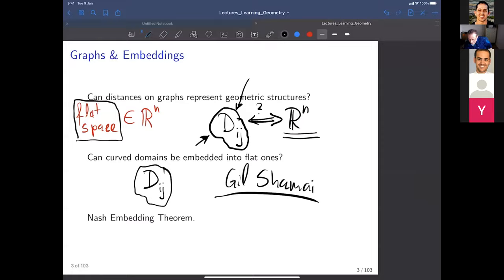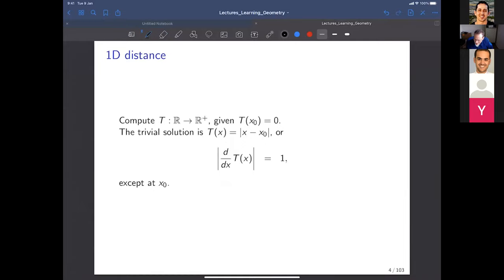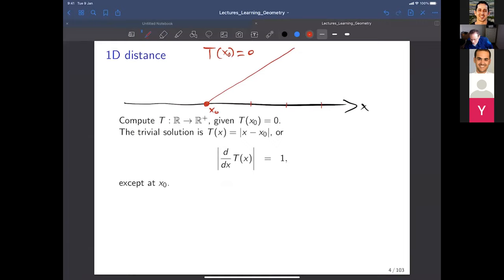How can I compute a distance? Let's think about the simplest example that you can think of, a straight line. So this would be T or X, let's call it X here. At this specific point, my distance is equal to zero, and I denote T at X zero to be equal to zero. How can I define a distance? At X, the distance from X zero would be X minus X zero, and at this point, it would be X two minus X zero, et cetera. If I look at the slope of this function, the slope is equal to one almost everywhere, and the same goes for the other direction. So this is by definition a distance function in one dimension.